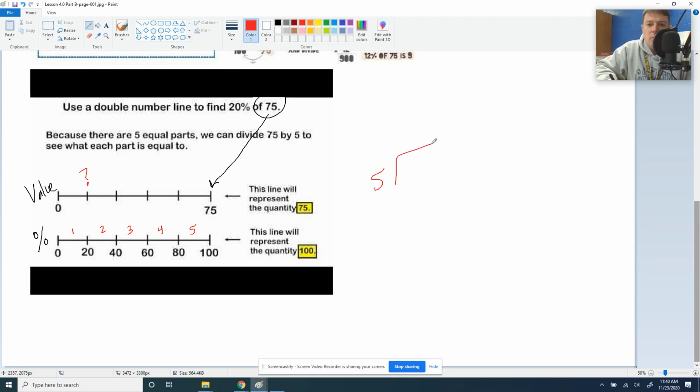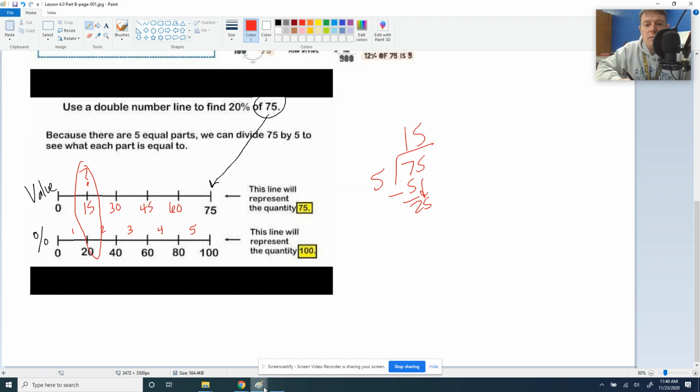So when you do 5 into 75, it goes into that 15 times. So you can see that this is 15, 30, 45, 60. It's kind of like finding the skip count number that matches with the percentage. And then you know that 20% of 75 is 15. So you've got a visual of it there as an example.